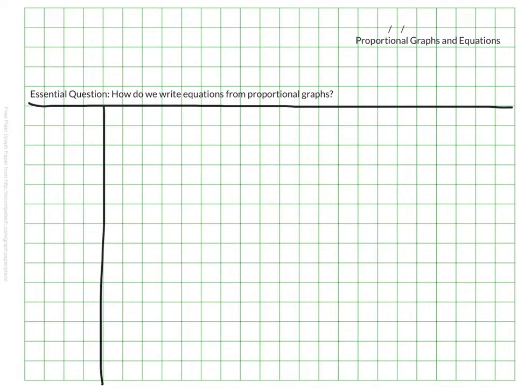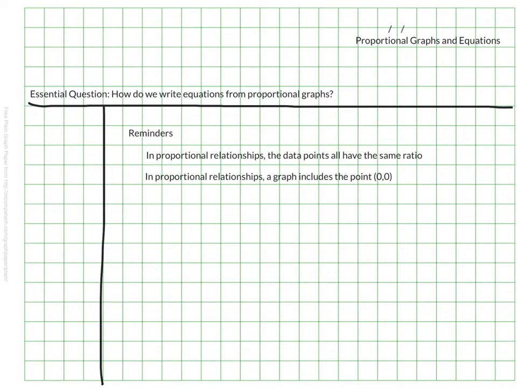And we'll start with a couple of reminders about proportional relationships. The first reminder is that in proportional relationships, the data points have the same ratio, the same unit rate. In addition, when we're looking at a graph, if something has a proportional relationship and we see it on a graph, it will include a point through the origin, through 0, 0.